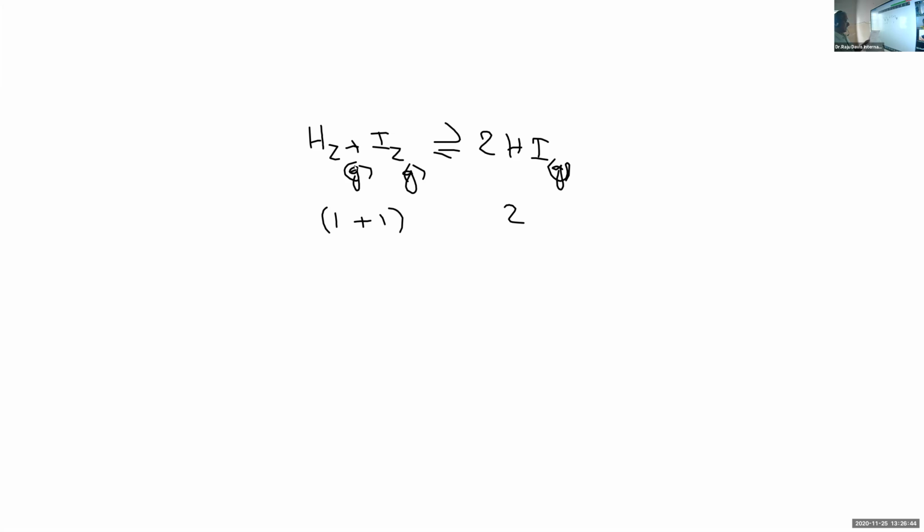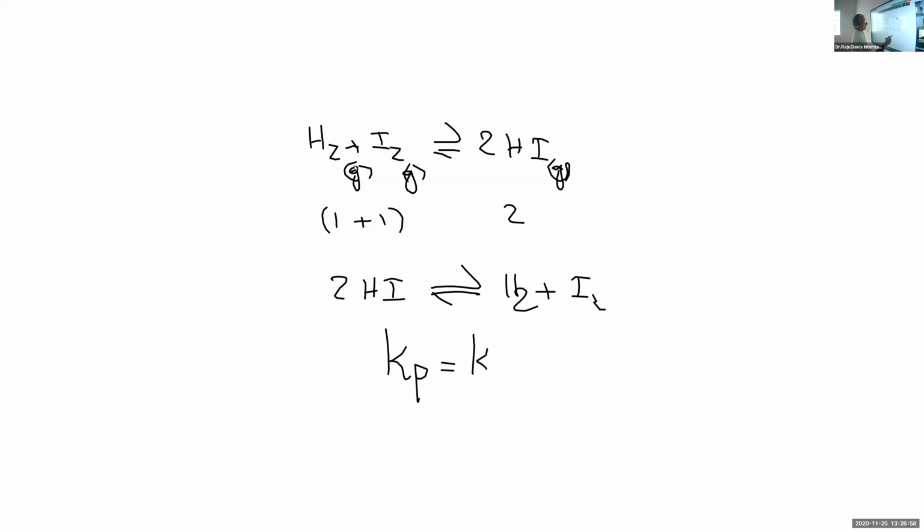Give the relation between Kp and Kc in the following reaction. The reaction is 2HI reversibly giving H2 plus I2. Now, what is the relation? Kp is equal to Kc into RT raised to delta N. And what is delta N? Delta N is equal to the number of gas molecules on the right hand side minus the number of molecules on the left hand side.